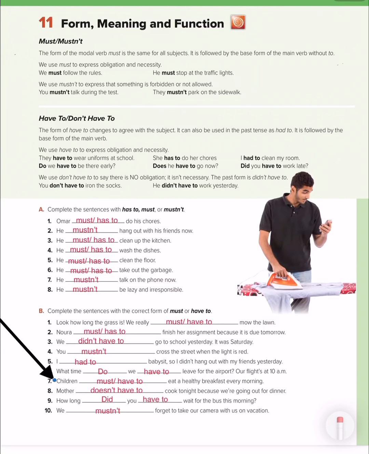Number 6, what time do we have to? Look here, it's a question, so we will use do we. What time do we have to? And we have to use do because we have we. Number 7, children must or have to eat a healthy breakfast every morning, because we have children, it's plural. Number 8, mother doesn't have to cook tonight because we are going out for dinner. Mother is singular like she.